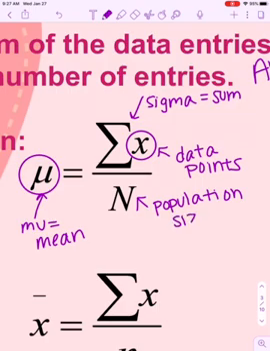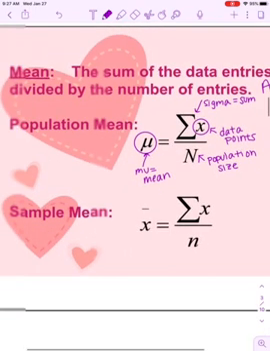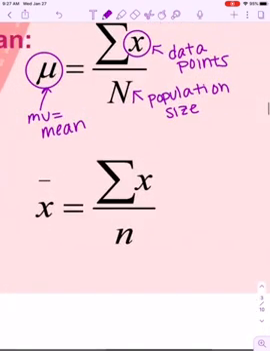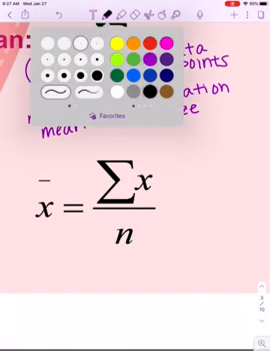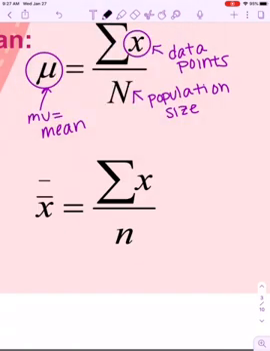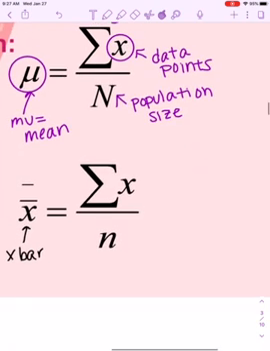Okay. Now, the one below it is your sample mean. This little bar should really be above the x. That's an x bar. I think that's actually what you say, x bar. It's the exact same thing. You're taking the sum of your data points and dividing it by n, but this time our n is lowercase, and that's because this is your sample size.